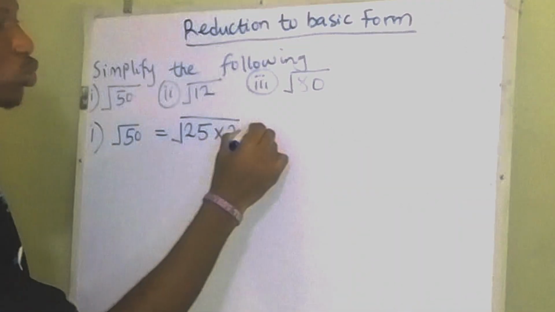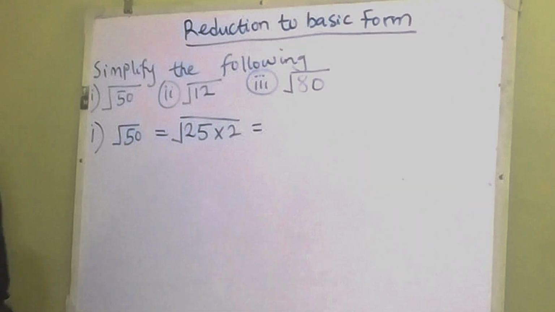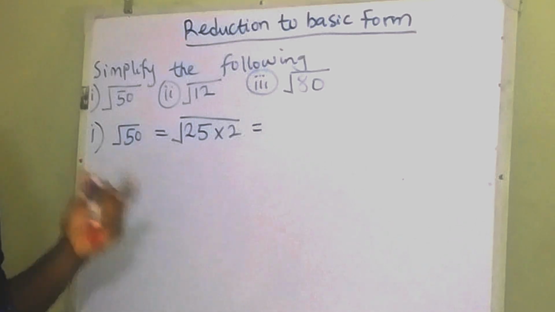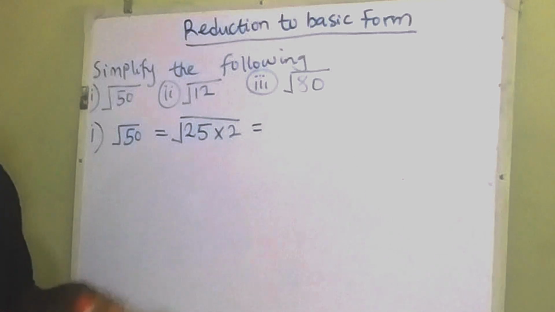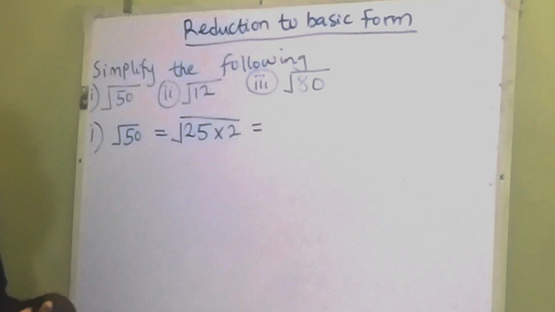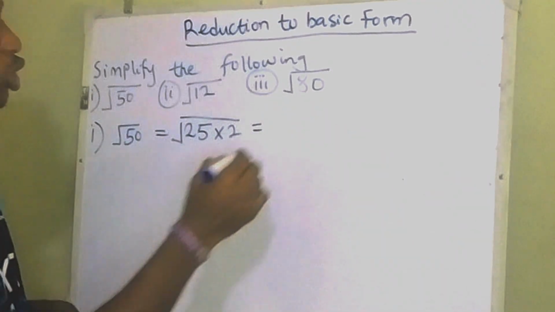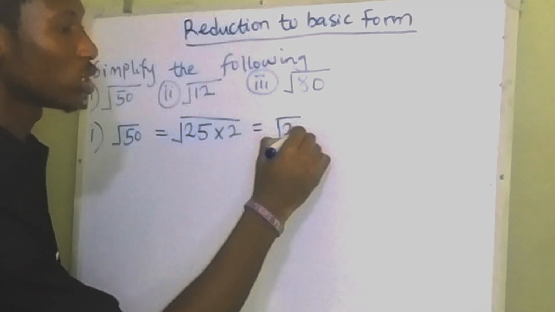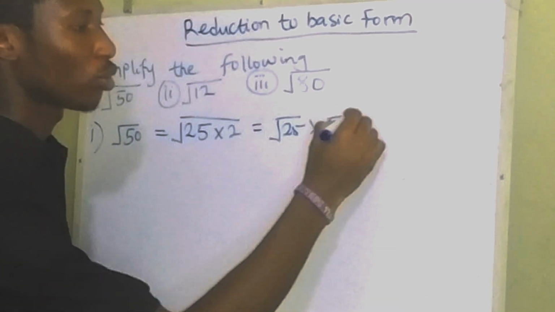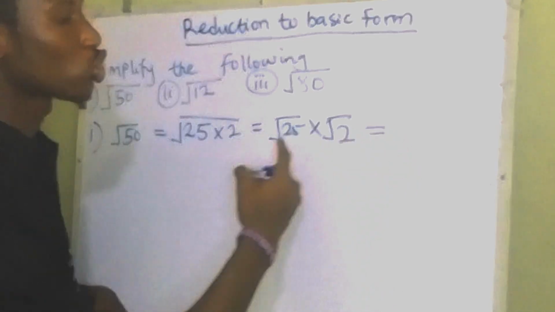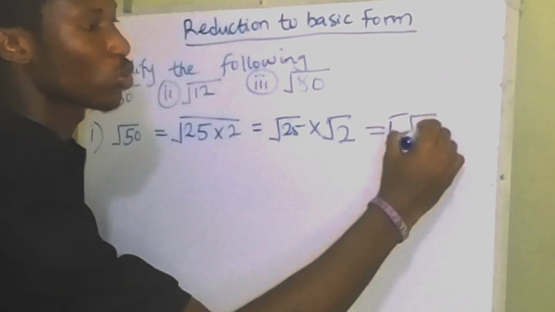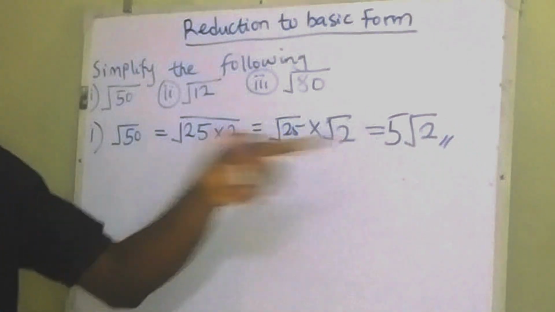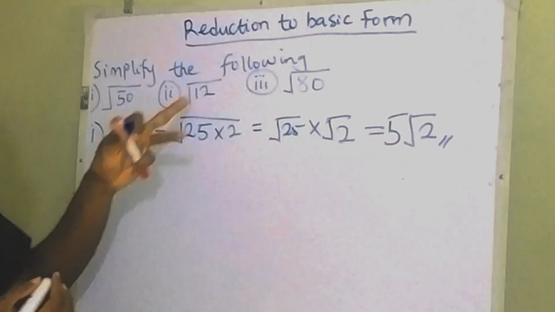Since 25 is a perfect square, based on our multiplication rule, if you have not watched that video, you can go and check out the first video I made on surds from the beginning, and you'll be able to understand this rule I'm going to use. So based on your multiplication rule, you can make this square root of 25 times square root of 2. And my final answer will be: square root of 25 is 5, and square root of 2 stays as square root of 2. So 5 times square root of 2 will be our final answer. So let's work with this one.